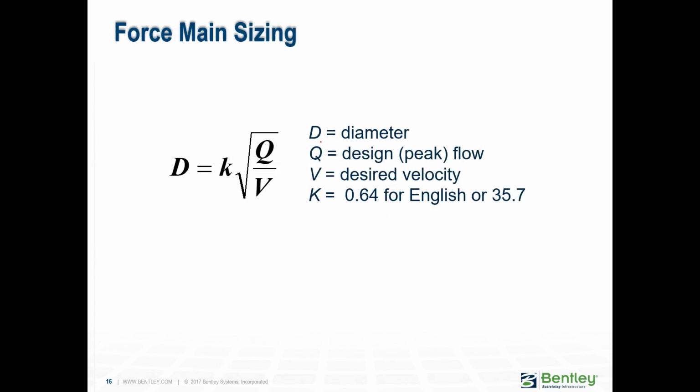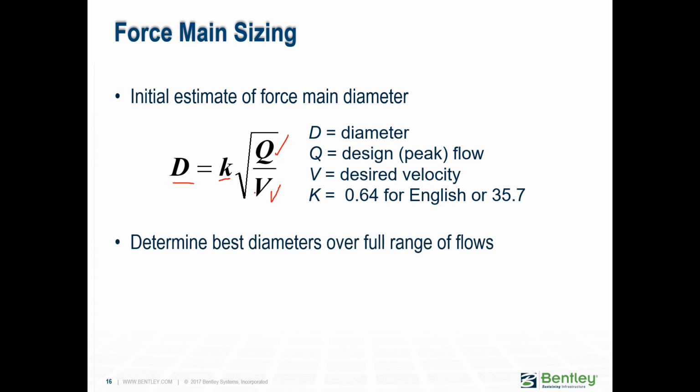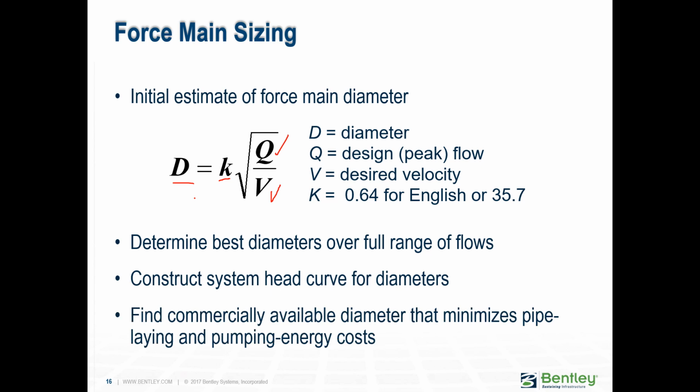This is basically how we decide the force main sizing. Remember that we know our peak flow, we know our target velocity. This is a constant value, so this is how we use the equation to come up with that initial estimate of the force main diameter. So you construct system head curves for each diameter. Let's say you got a diameter of 7-inch, but that's not commercially available. So you might say, okay, I'm going to try it with 6 and try it with 8 and see what kind of results I get.